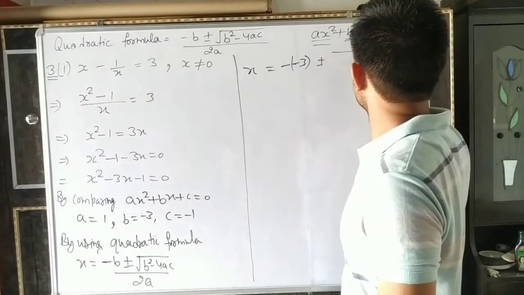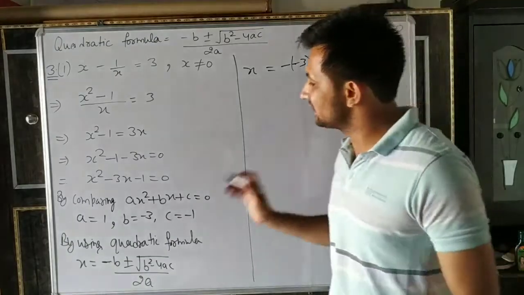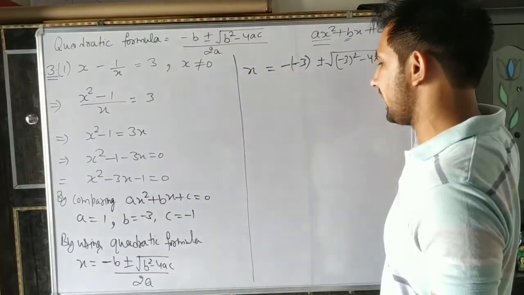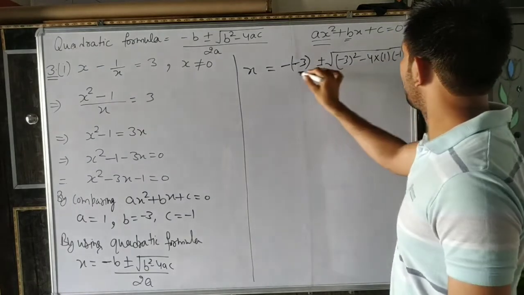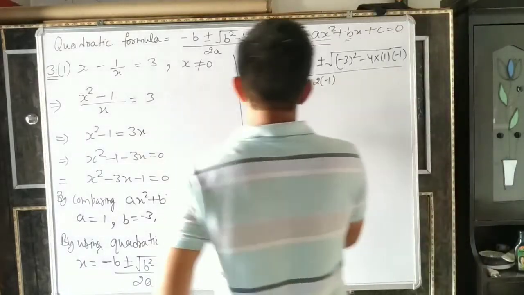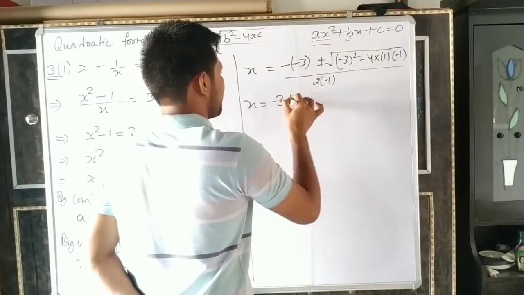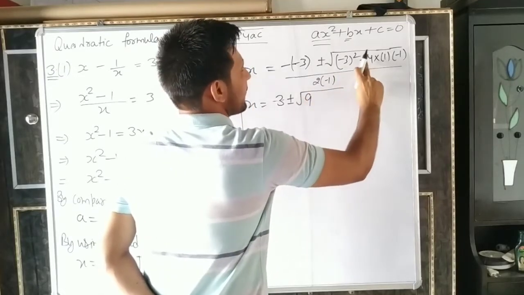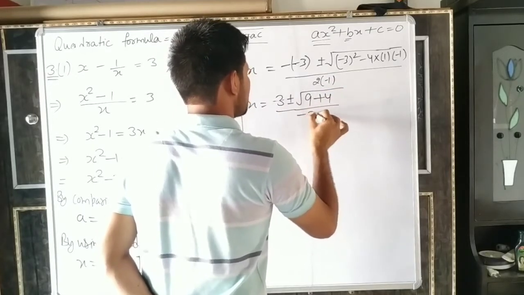Plus minus under the root b square minus 3 square. So that's why it is better first we will write a, b and c. b square minus 4 into a is 1 and c is minus 1, divided by 2 into minus 1. So we will write x equals negative, negative positive, plus minus under the root, minus 3 square 9, negative into negative positive, 9 plus 4, divided by minus 2.